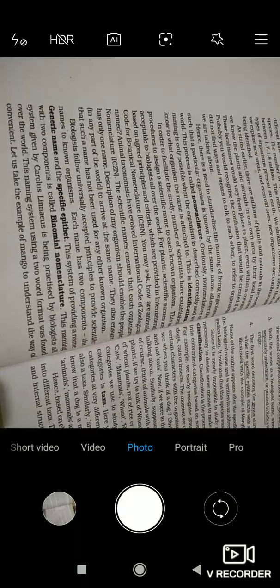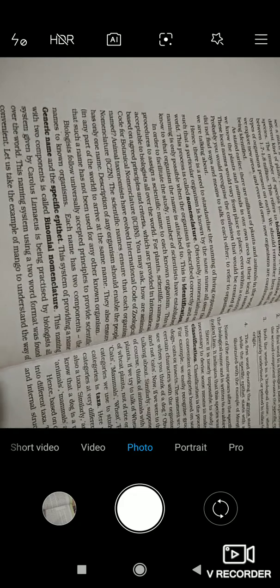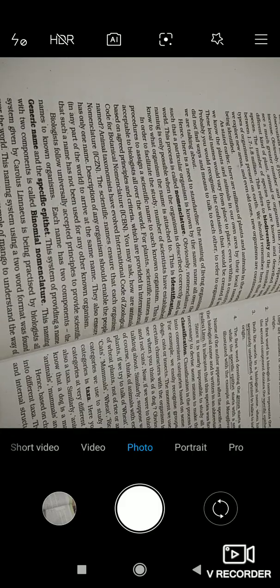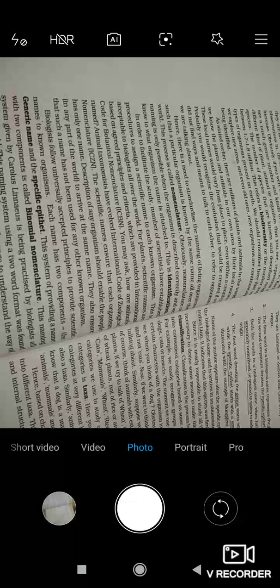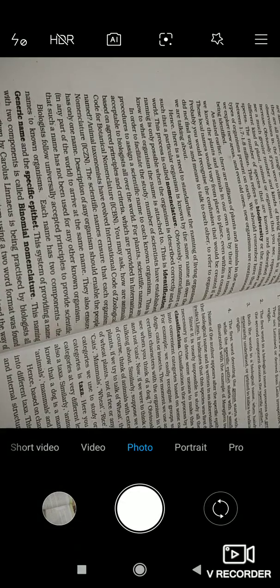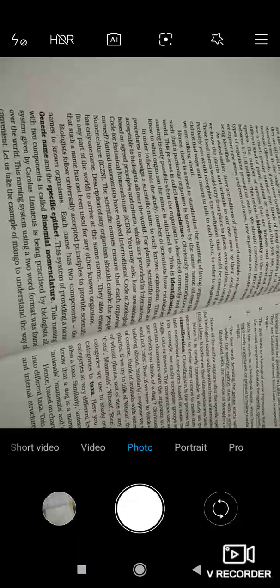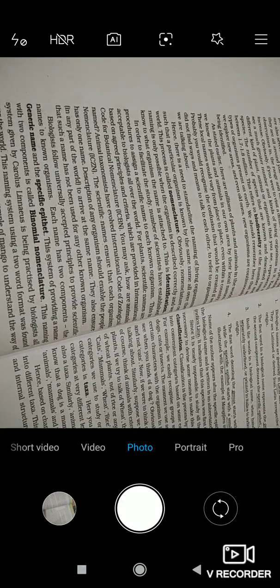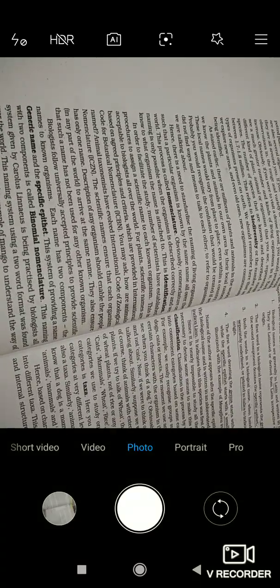Each name has two components, the generic name and the specific epithet. So I have told you that these organisms have some particular names, and these names have two components. First is the generic name and the second is the specific epithet. We will come to know about generic name and specific epithet later.